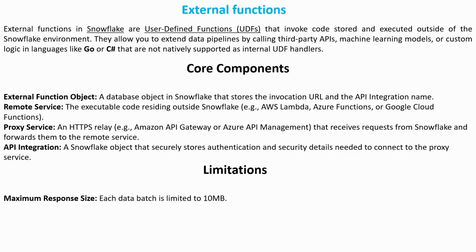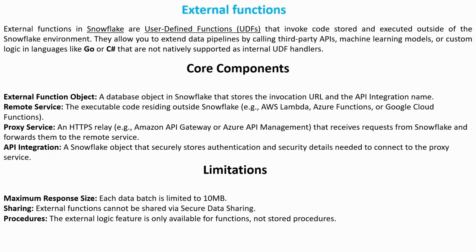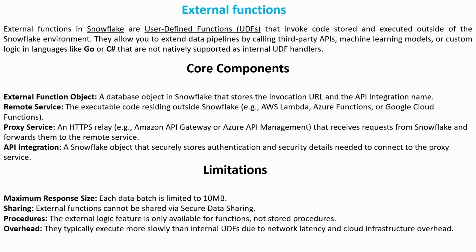If we talk about limitations, the maximum response size per batch is limited to 10 MB, and we cannot share external functions via secure data sharing, and the external function feature is only available for functions, not for any kind of stored procedures. They typically execute more slowly than internal UDFs due to network latency and cloud infrastructure overhead. Let's now go to Snowflake and see this in action.